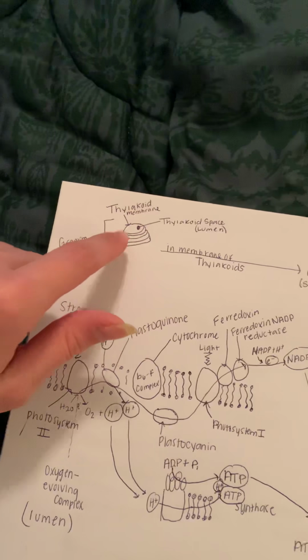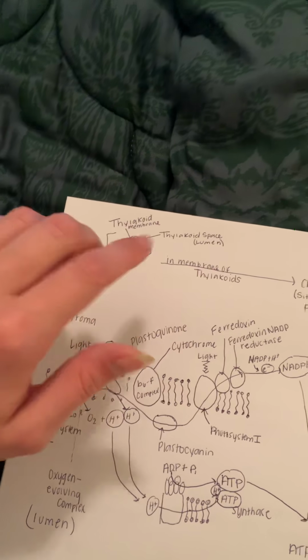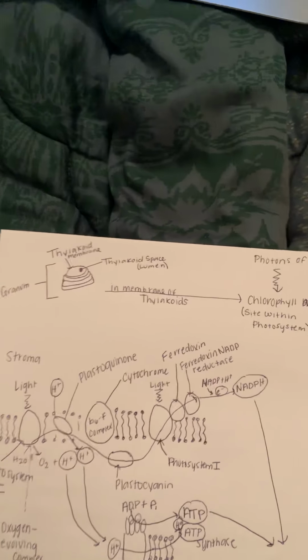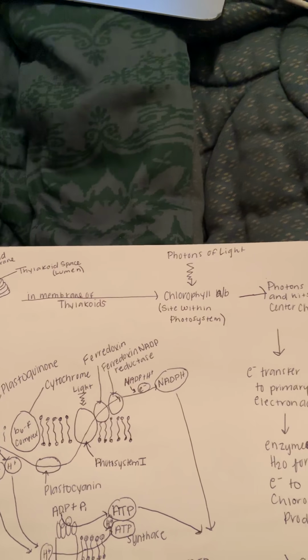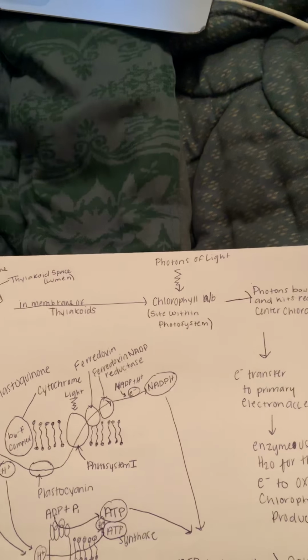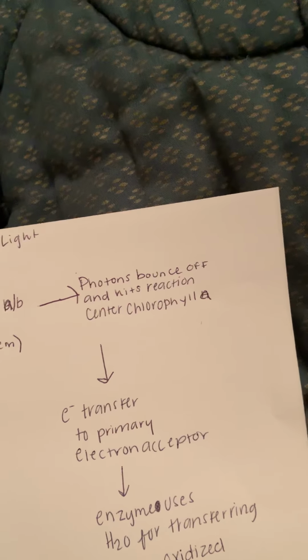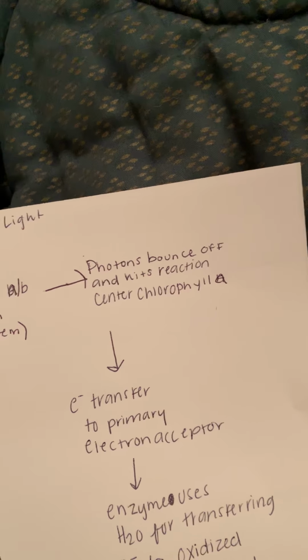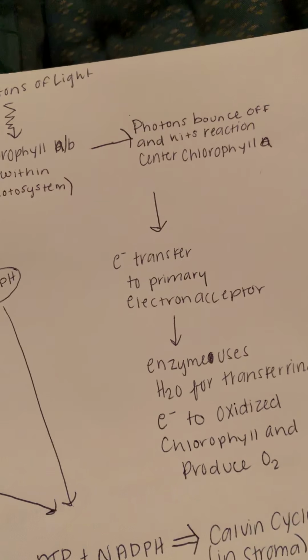This is the granum, and this top is the thylakoid membrane and thylakoid space, so that little tiny part. So in the membrane of the thylakoids, you have photons of light coming in, hitting chlorophyll A, B, which is the site within photosystems, and then those photons bounce off and hit the reaction center, chlorophyll A. And then we have an electron transfer to a primary electron acceptor.